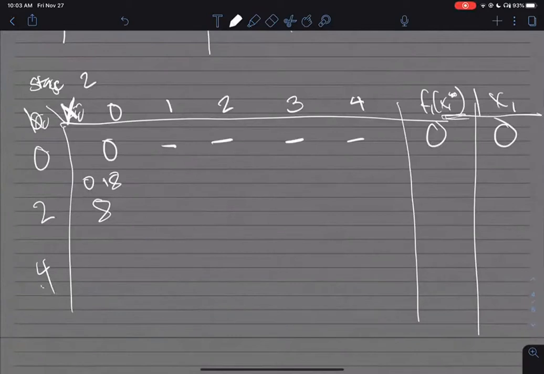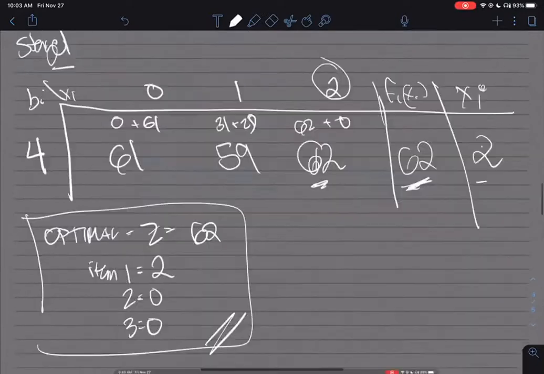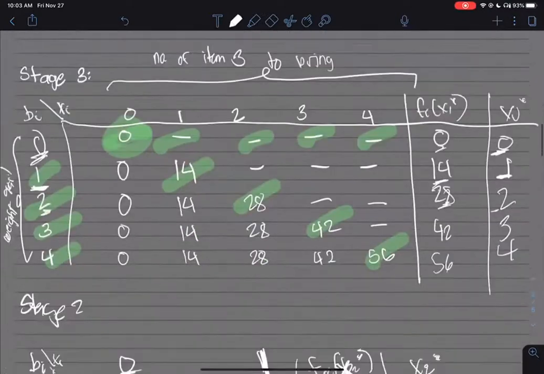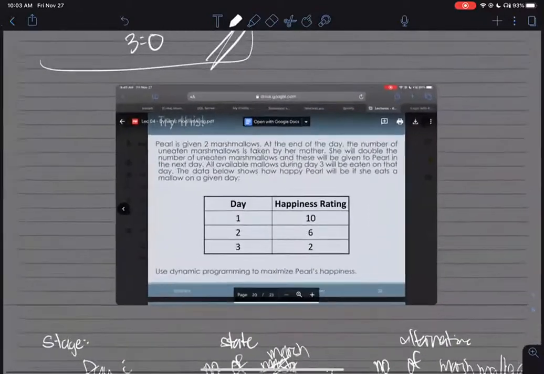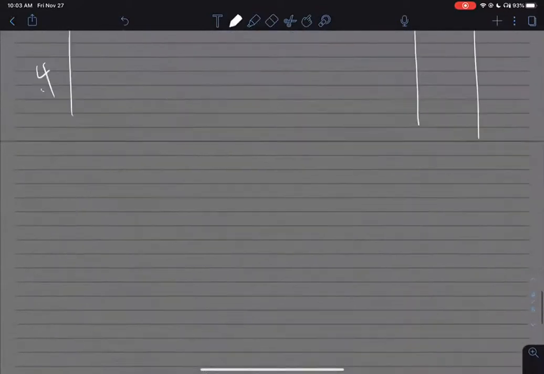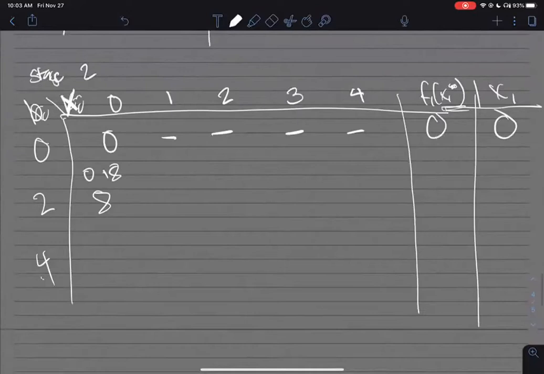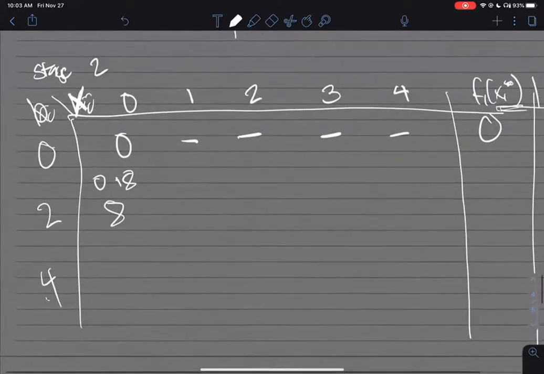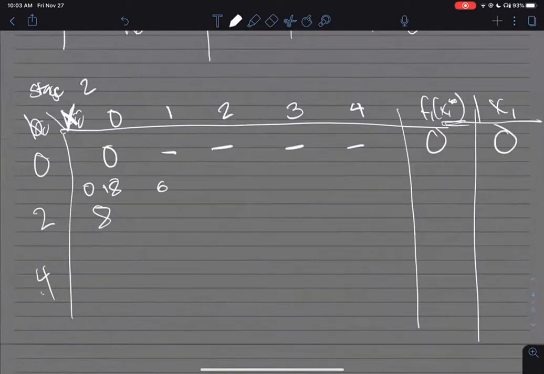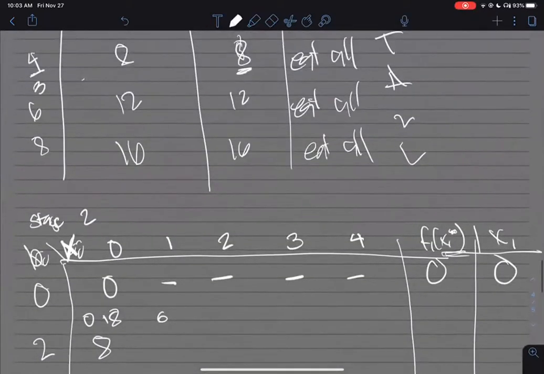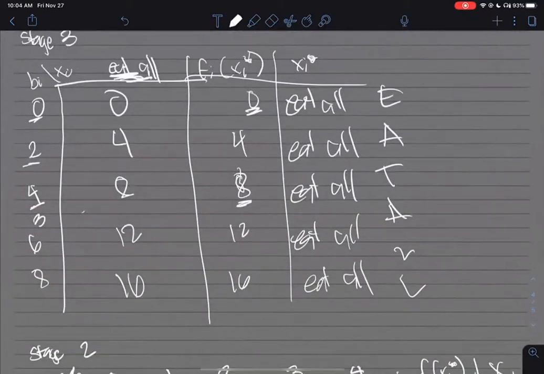Is it 4? Nope. Bakit 4? Saan galing yung 4? The happiness score, if I eat it on day 2, is a 6 per marshmallow. Okay. So, if I eat 1 marshmallow today, what's the happiness score for day 2? 6. But then that leaves me with how many marshmallows at the end of the day? 1. And then it doubles the next day. So on day 3, I have 2 marshmallows.